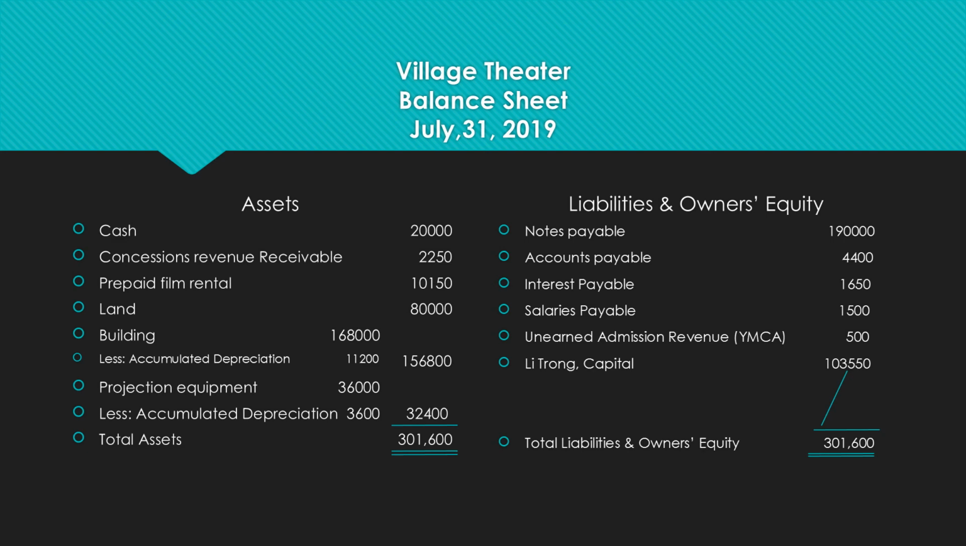Now on the credit side, we have given first liabilities and then capital. Notes payable 190,000, accounts payable 4,400, interest payable 1,650, salaries payable 1,500, unearned admission revenue YMCA 500. After liabilities we have given Lightroom capital 103,550. The total of all these liabilities and capital is 301,600. You can see that the total of assets is equal to the total of liabilities and owner's equity. So that's how we prepare the balance sheet. So that's all about the solution of problem 4A-5. That's all. Thank you.